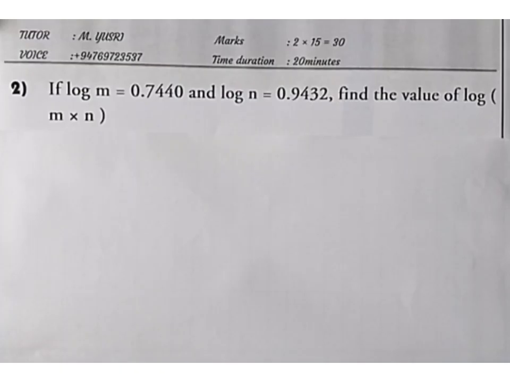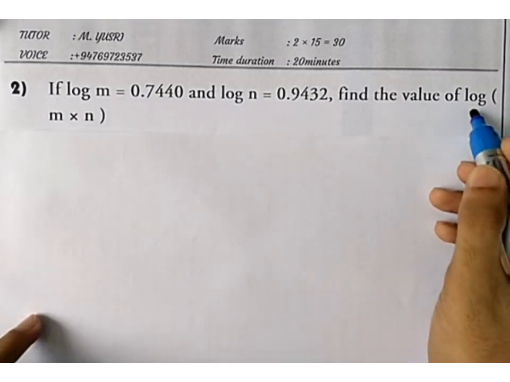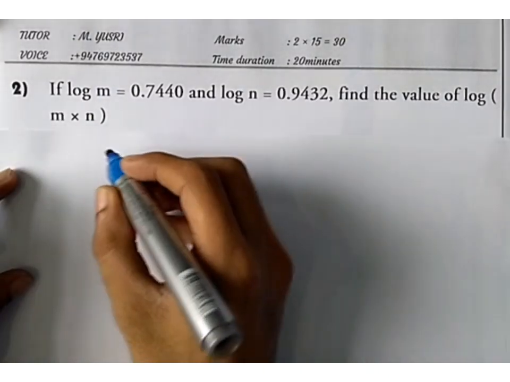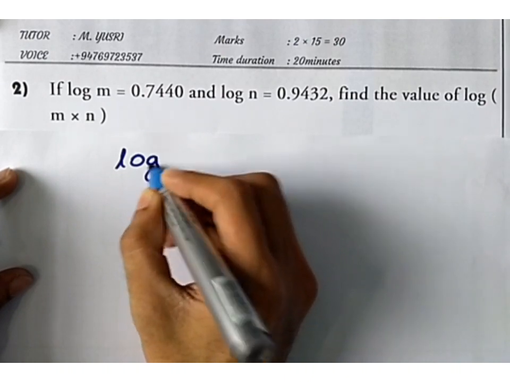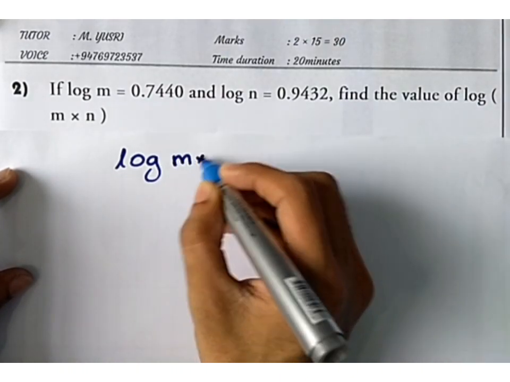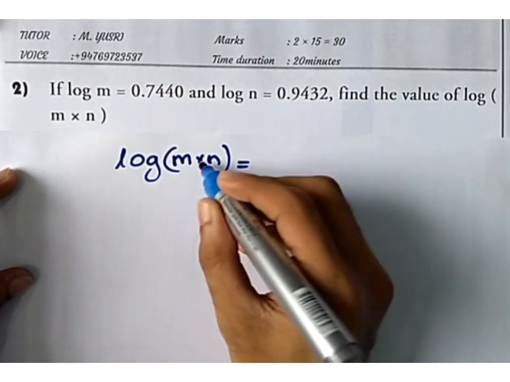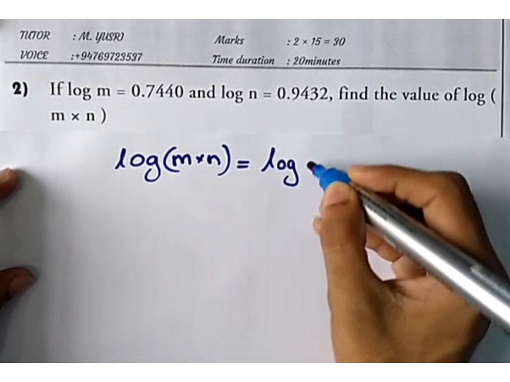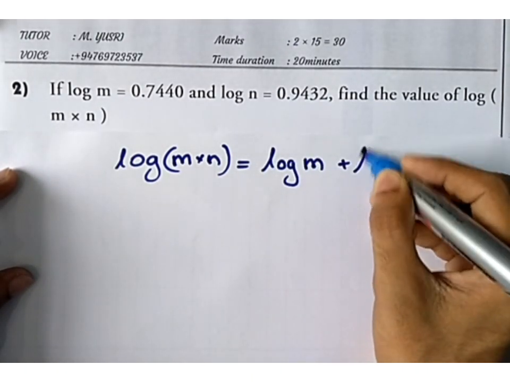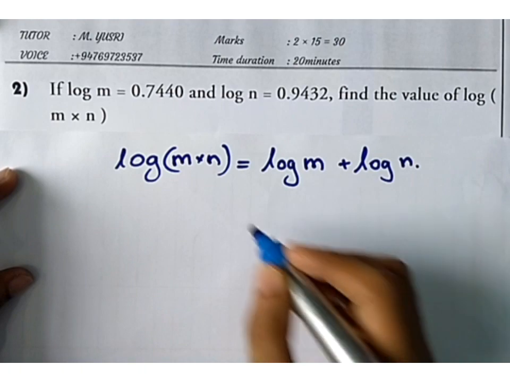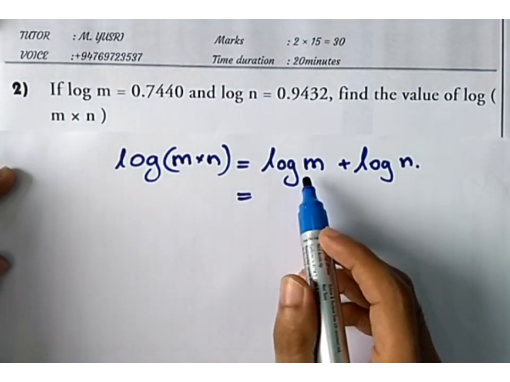Okay, so moving to the second question. Now they are asking us to find the logarithm of m into n. Log m into n. So we can write it like this, log m plus log n, because when we split a multiplication into two parts, it becomes a plus. Okay, fine.